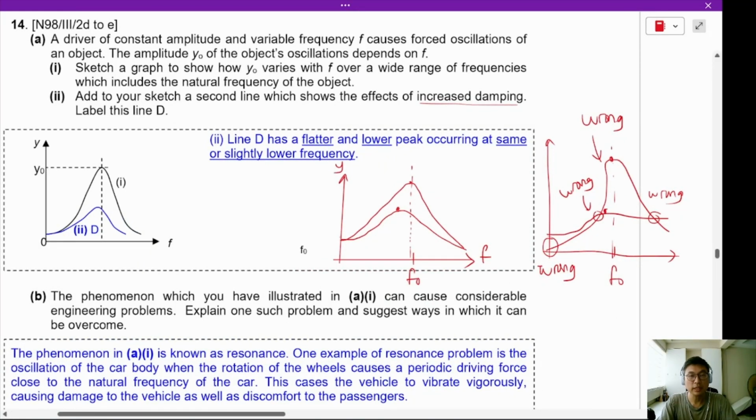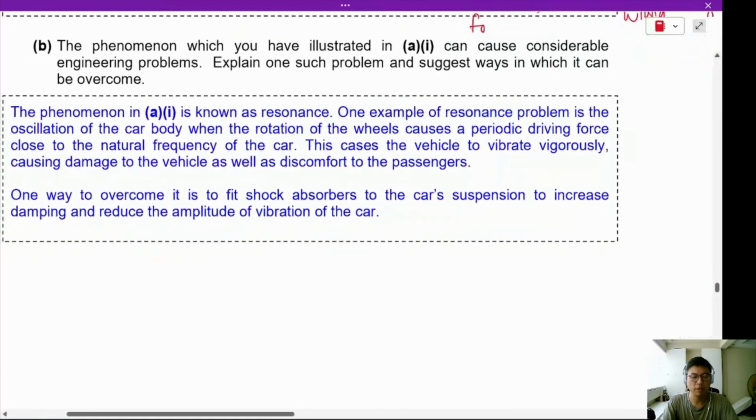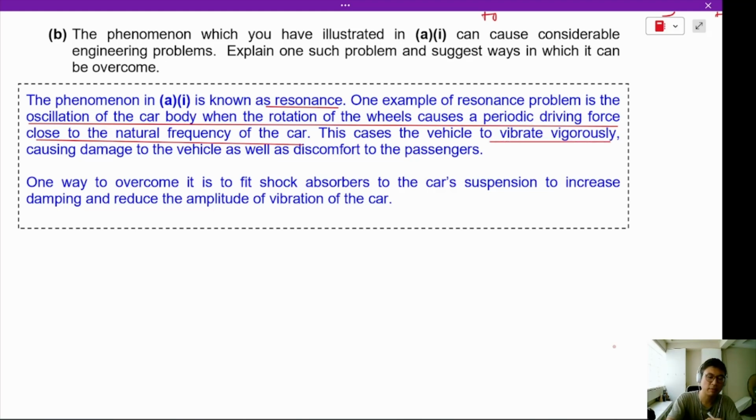Now, the phenomenon illustrated here can cause considerable engineering problems. Explain one such problem and suggest ways that it can be overcome. The phenomenon is known as resonance. One example is the oscillation of the car body when the rotation of the wheels causes a periodic driving force close to the natural frequency of the car. Alright, so this causes the vehicle to vibrate vigorously, causing damage to the vehicle. One way to overcome it is to fit shock absorbers to the car suspension to increase damping.